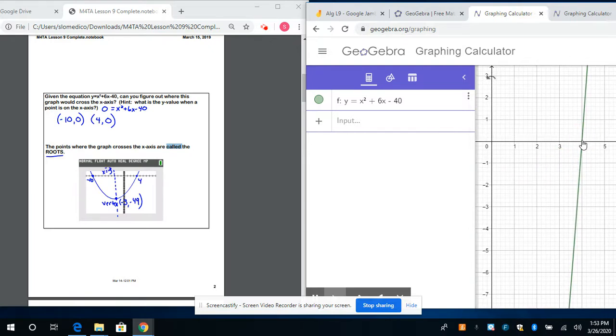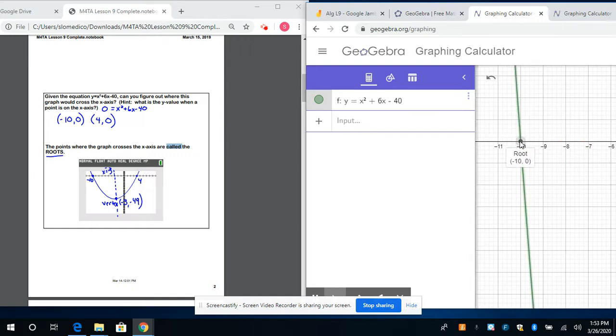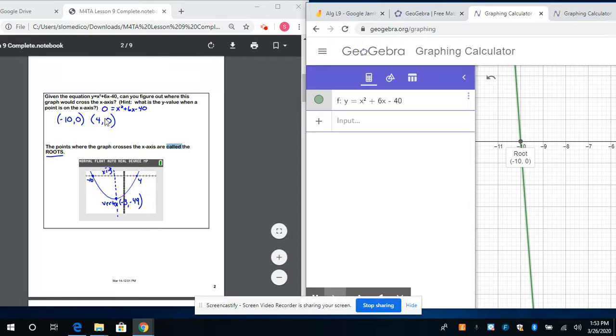So here's one part where it's crossing at x. And you can see on GeoGebra, this is a graphing calculator, they're telling you the root is 4, 0. That's an x-intercept. And if we go over here, it's a really big parabola. Another root is negative 10, 0, which I've listed here.